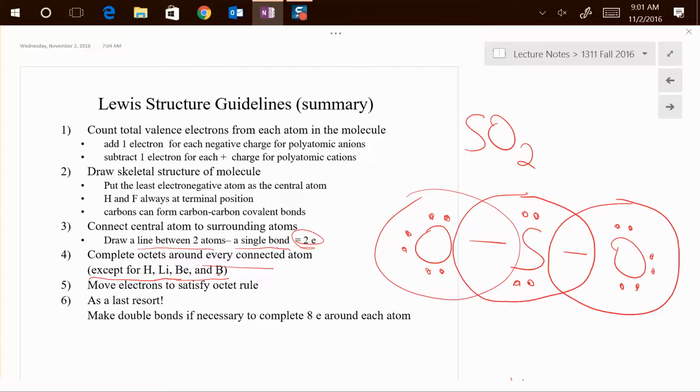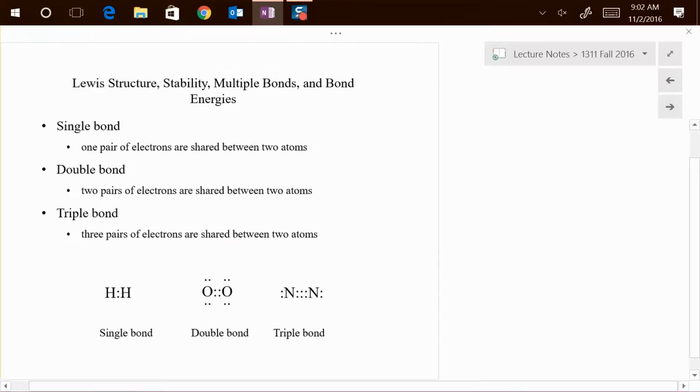So these are those exceptions. Lithium, you're not really going to see as a covalent compound. It's mostly going to be ionic, so you don't have to worry about it so much. But beryllium, every once in a while, you will see it as a covalent compound. BeH2. The electronegativities between beryllium and hydrogen are not large enough to force it into an ionic situation, so it becomes covalent. All right. Move electrons to satisfy octet rules. Make double bonds if necessary to complete those octets. So we're going to practice this.